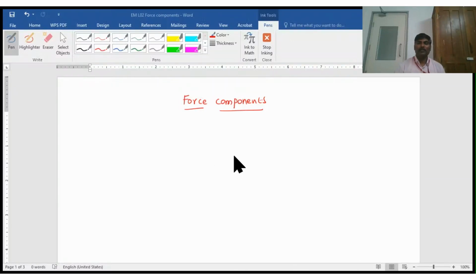Welcome. In this session we'll talk about force components. Actually, there are two types of components. First, let us name them. The first category is called rectangular components.